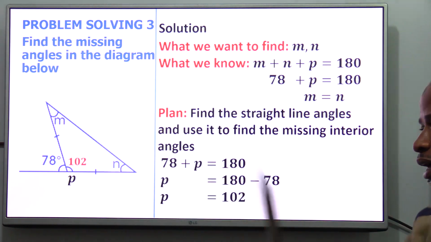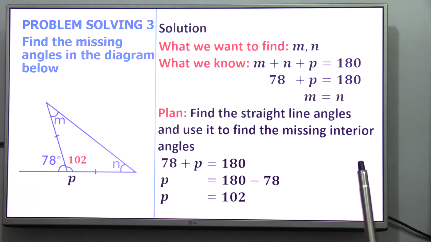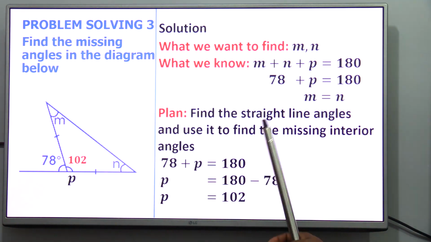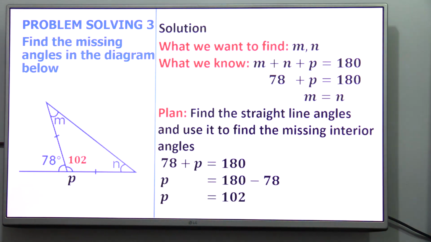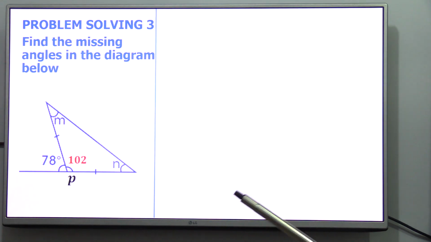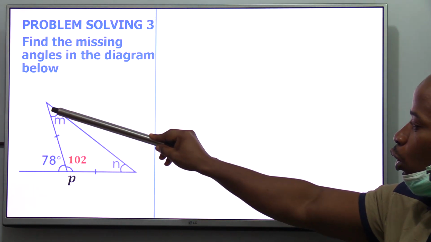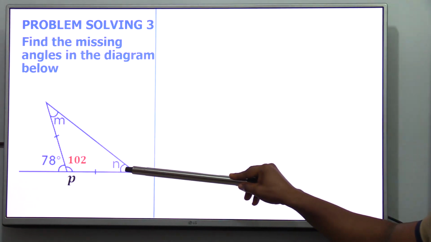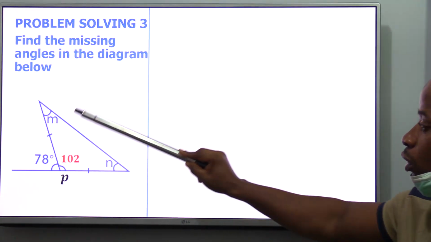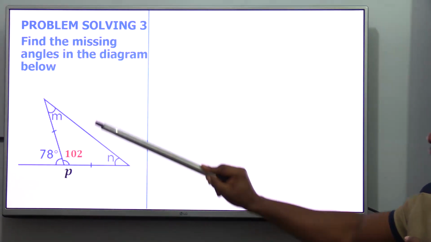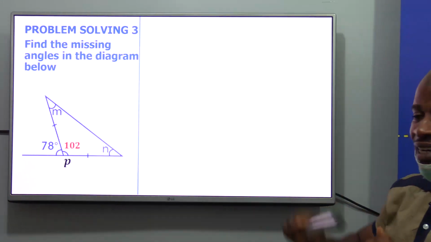So I'm just going to write it there. And I will not confuse myself anymore because I want to do away with this place. The moment I get the answer to P, I will put it there, 102. Moving on, because now I know the three angles inside the triangle. 102 degrees is one, M is the other one, and N is the other one.